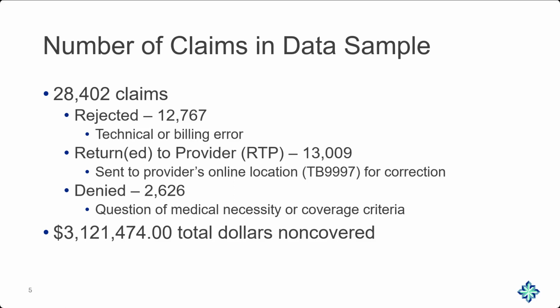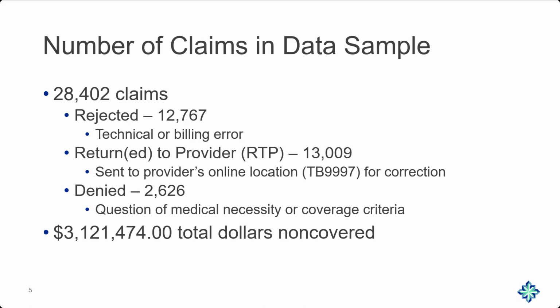And then finally, there were 2,626 claims that were denied. Now, the term denied in FIS terms means that there's some question of medical necessity or some coverage criteria that's not met, something more clinical in nature. So rejected and denied, either way, you didn't get money from Medicare, either on the whole claim or a particular service. But the reasons behind it and the actions that you take to get it corrected do vary. And so they do mean two different things.